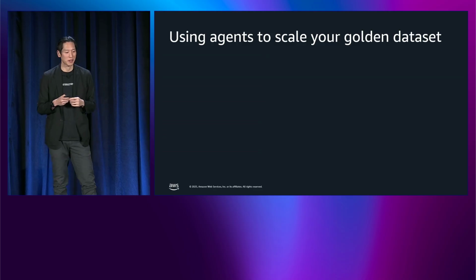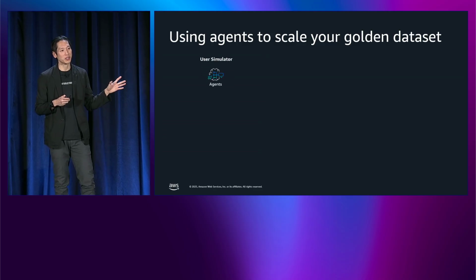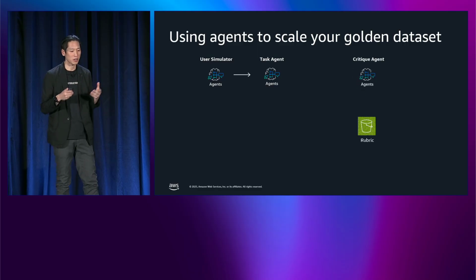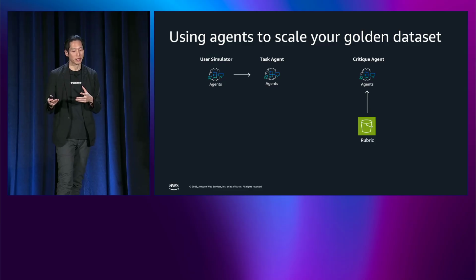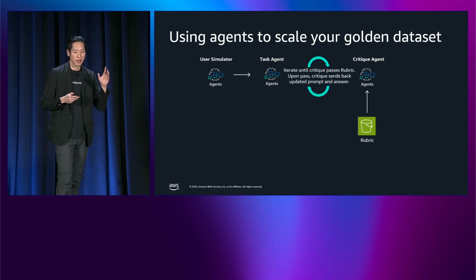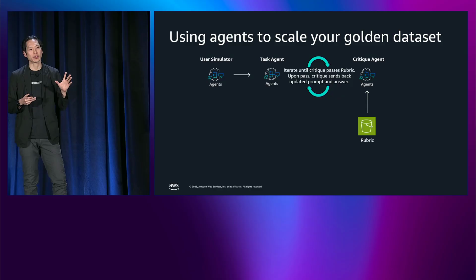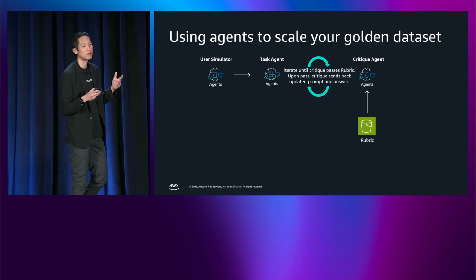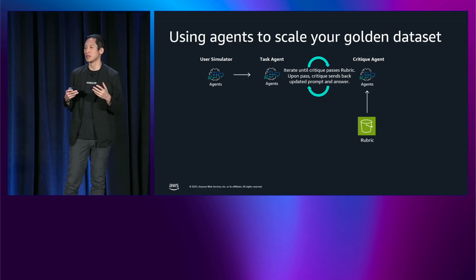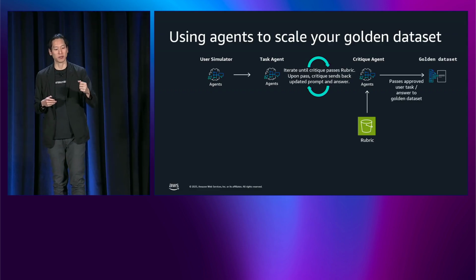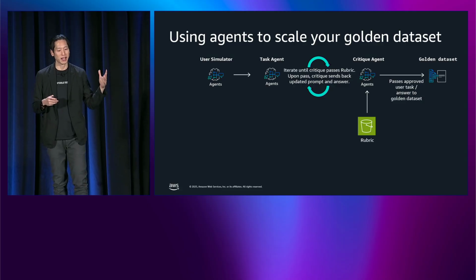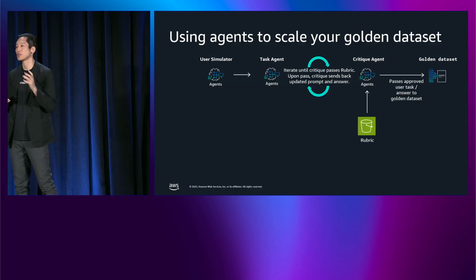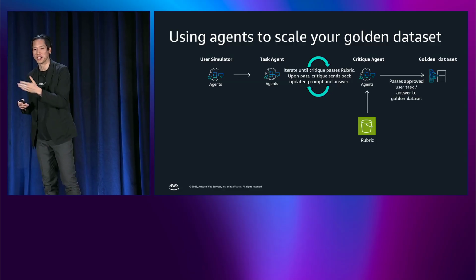Let's put that together. We have our user simulator agent. It passes a request over to the task agent. Now paired with this, of course, is our critique agent, which is reading rules from this rubric that was defined by the humans. The critique agent continuously iterates on the results from the task agent until the critique agent says, yes, the response that you gave meets the rubrics that were set in place. And at that point, the critique agent passes the correct answer back to the task agent, and the task agent now sends it to the user simulator, but the critique agent also passes that to the golden data set. So now you're automatically scaling your golden data set.